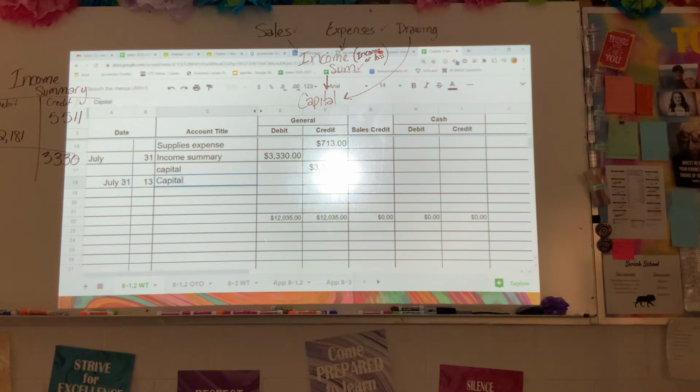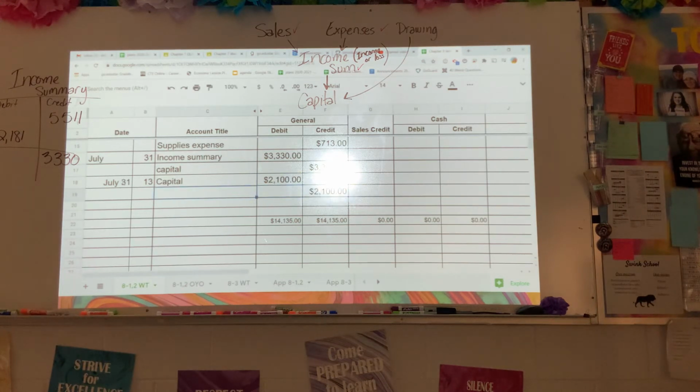capital is my debit for how much? $2,100, that comes from the worksheet. And what is my credit? Capital. No, not capital, drawing. Oh.